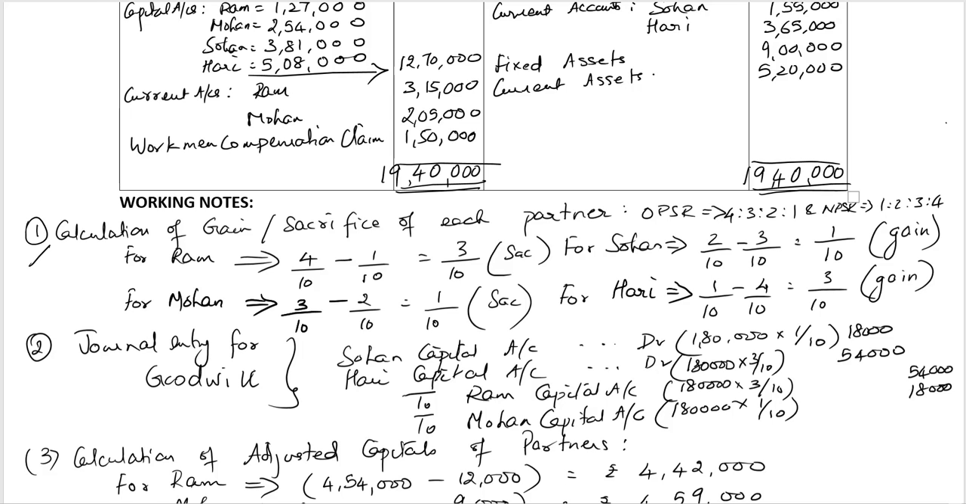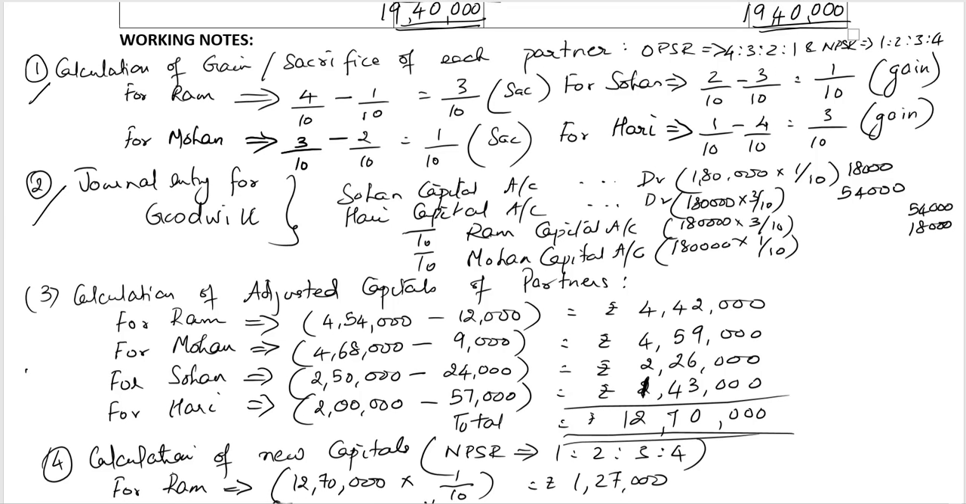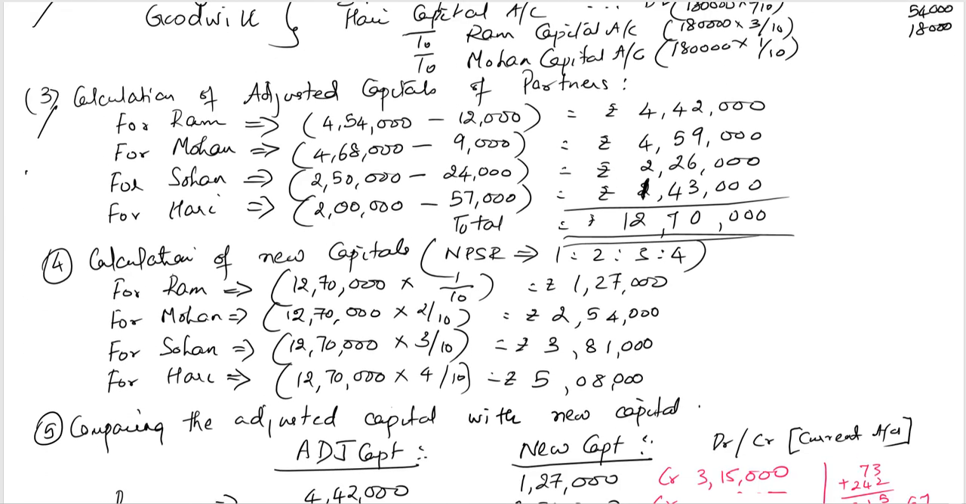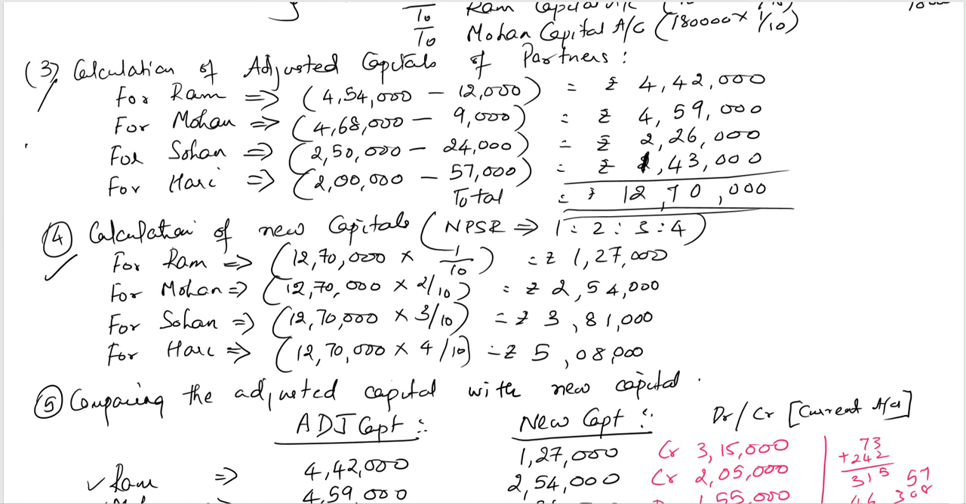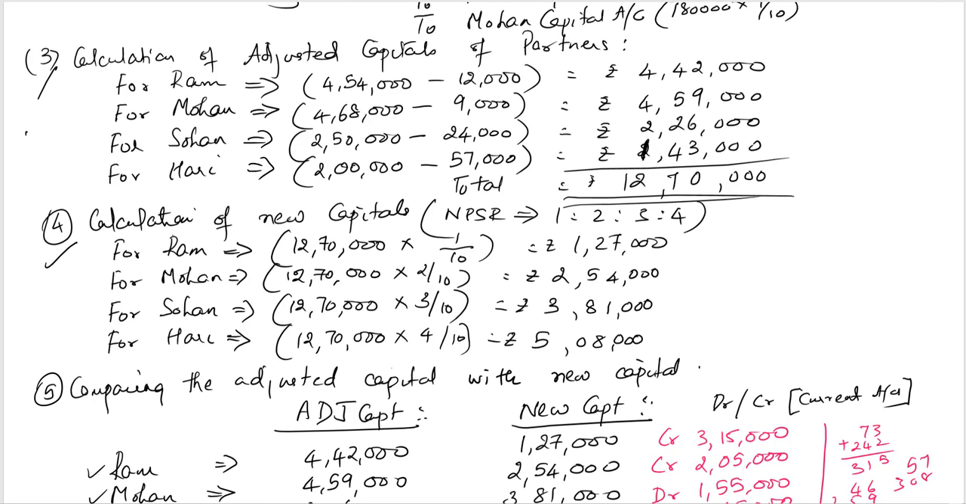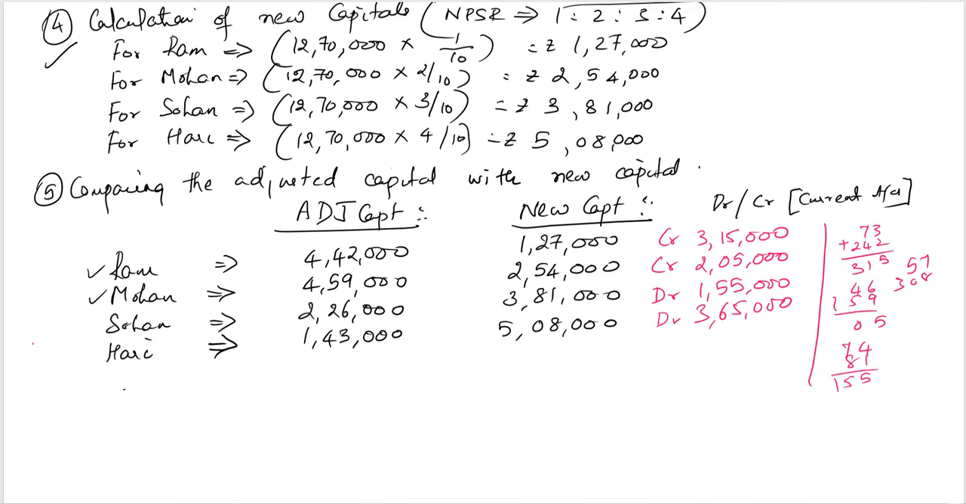The first one was to calculate the gain and sacrifice of each partner. The second working note was for the journal entry for goodwill. The third working note was calculation of adjusted capitals of the partners. The fourth working note was calculation of new capitals of partners. And the final working note was comparing the adjusted capital with the new capital to find out whether we need to debit the partner's current account or credit the partner's current account.